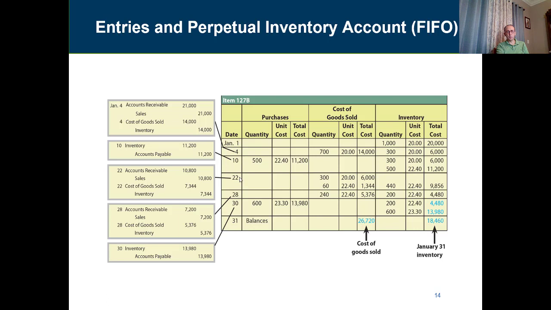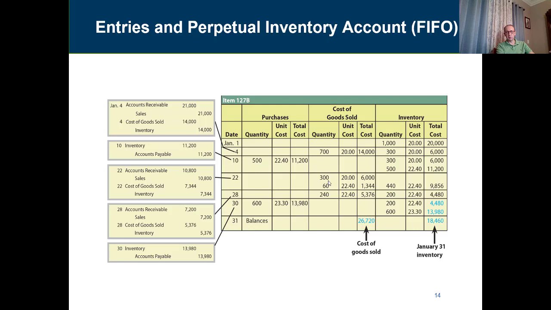On the 22nd, we sold 360 units. Now keep in mind, we're using first in, first out. So first in, first out, the first units purchased are the first units to be sold. We sold 360 units. The problem is we don't have a quantity that will cover it with the 300. So we take 300 out of the 300, and then out of the 500, we take the remaining 60. So that would leave the balance of 440, and this entire batch is going to disappear.